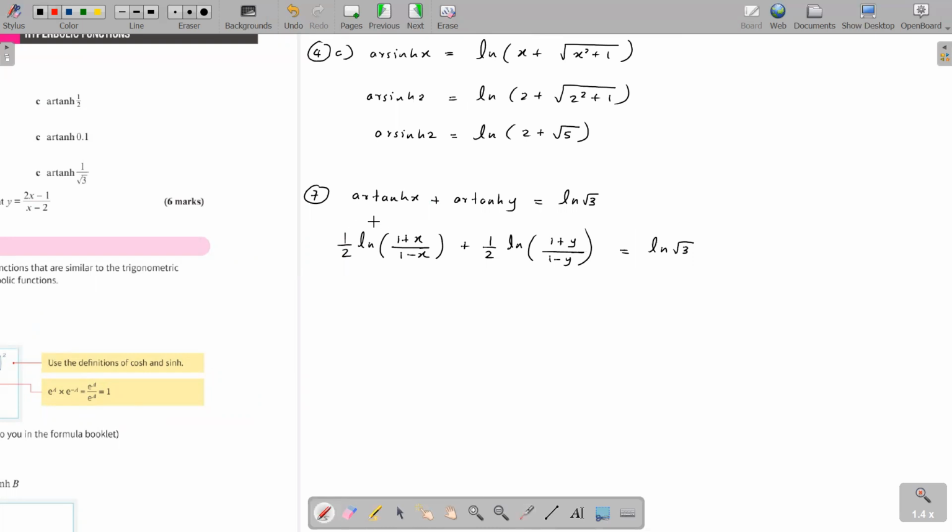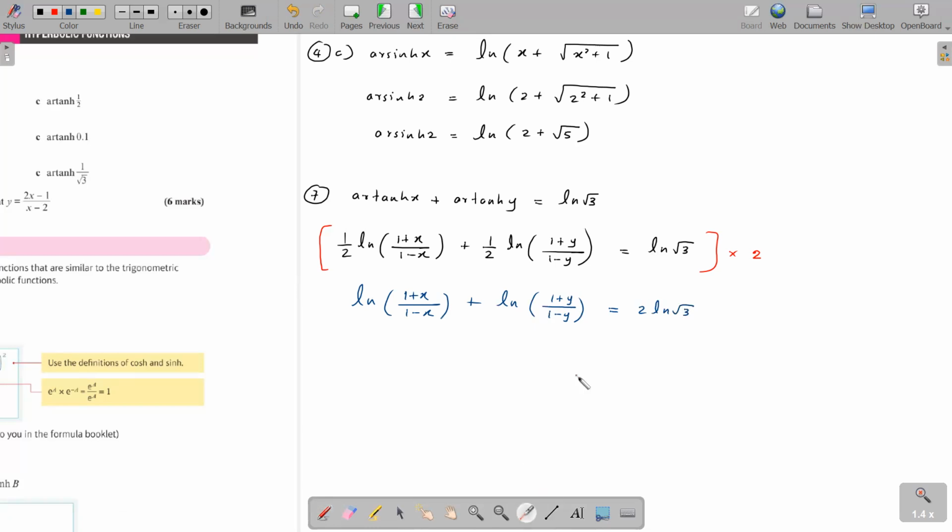So what I'll do here is first to get rid of the half. It's an equation, right? I'll multiply the entire equation by 2. Why am I doing this? Then the half is removed: natural log of (1 plus x over 1 minus x) plus natural log of (1 plus y over 1 minus y) equals 2 times natural log of root 3.